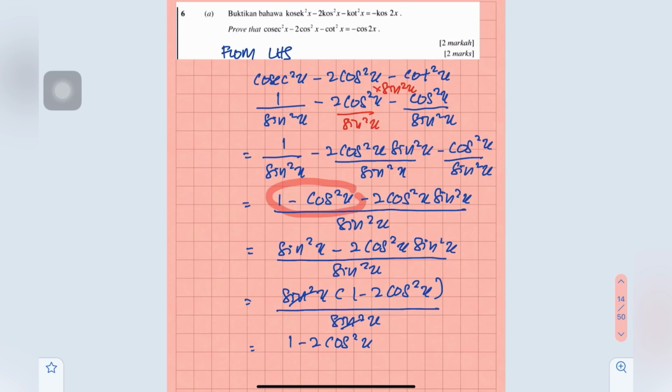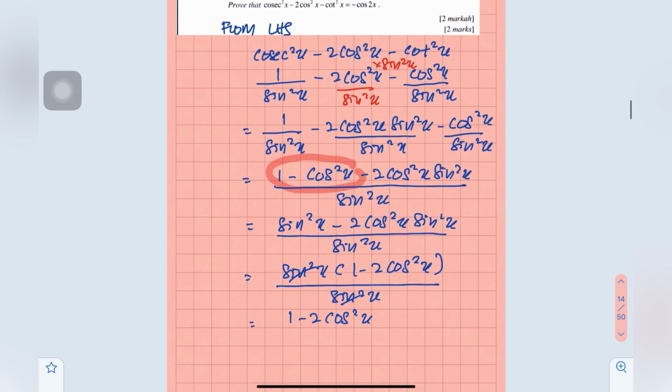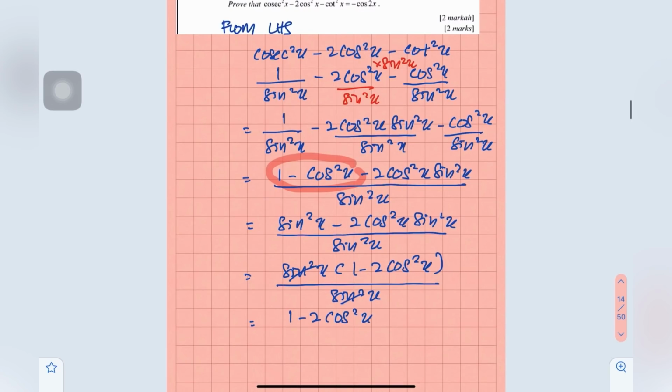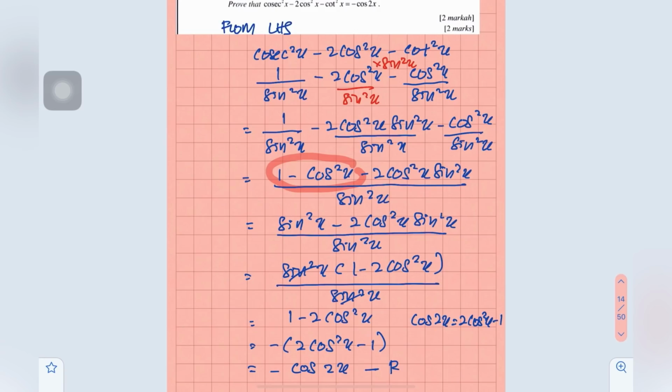Okay, so kita ada double angle formula for cos. So kita ada cos 2x sama dengan 2 cos squared x minus 1. Jadi dia terbalik. Jadi kita tukar, kita negatifkan dia. So dapat negatif 2 cos squared x minus 1. So this one become negative cos 2x. So left hand side equals to right hand side. So then proven.